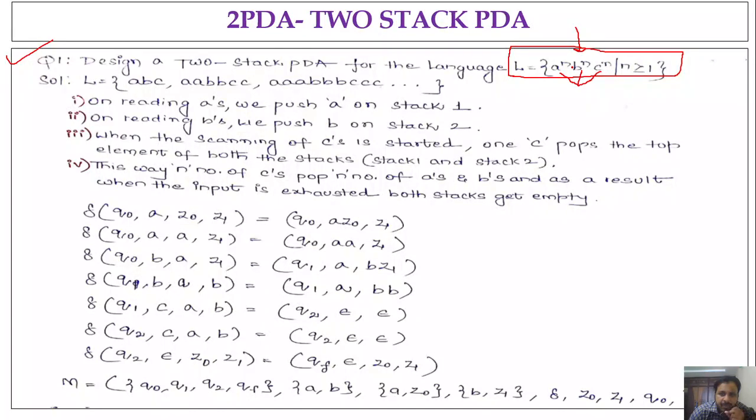So if you take a PDA, you can check the relation between the number of A's and the number of B's, but you cannot check it with respect to the third part of the input, that means the number of C's. But since we have two stacks here, we are able to check whether the number of A's, number of B's, and number of C's are equal or not, because of the additional stack.